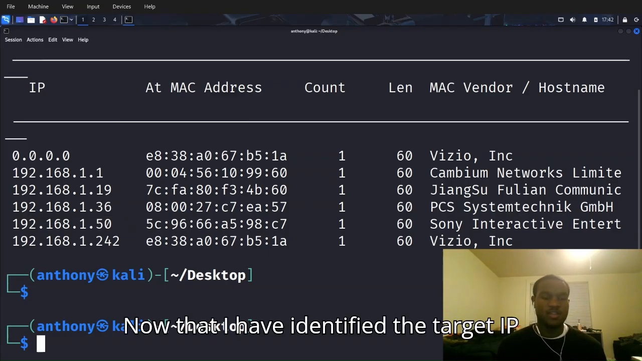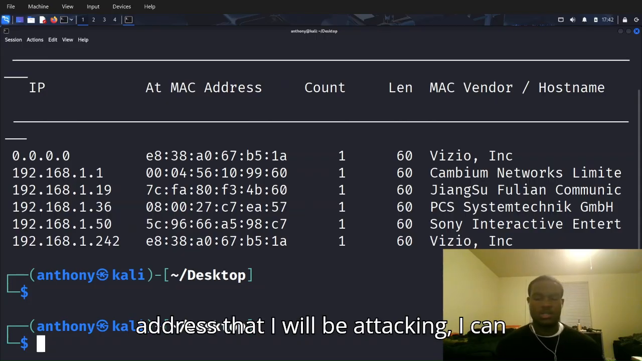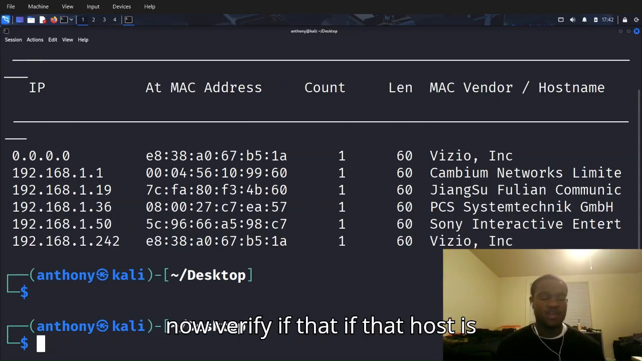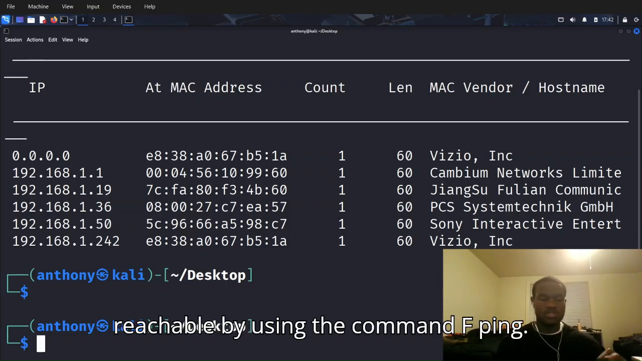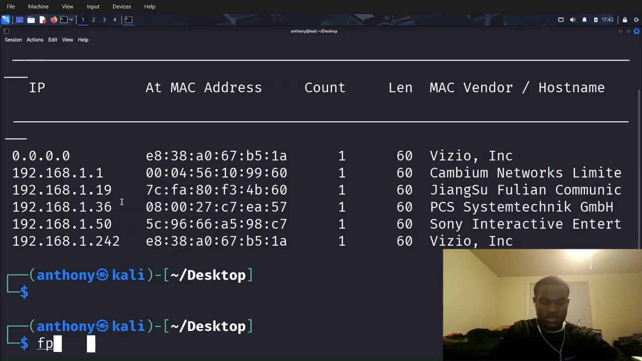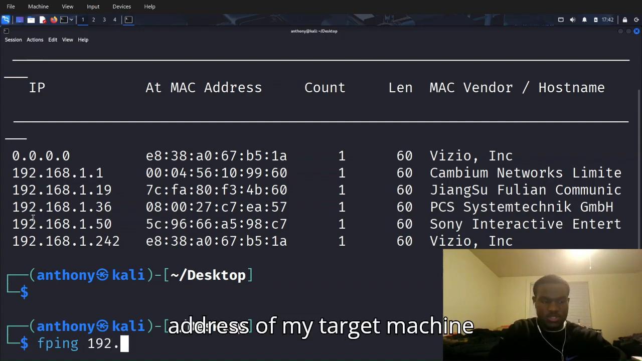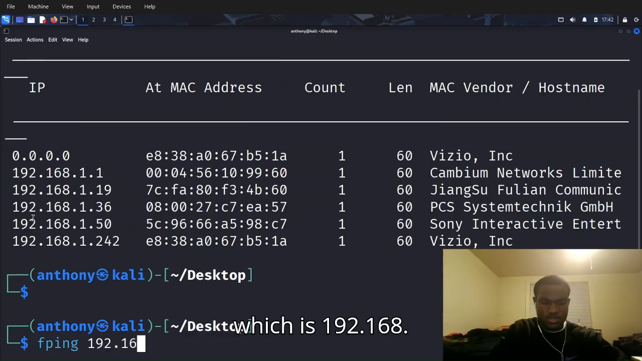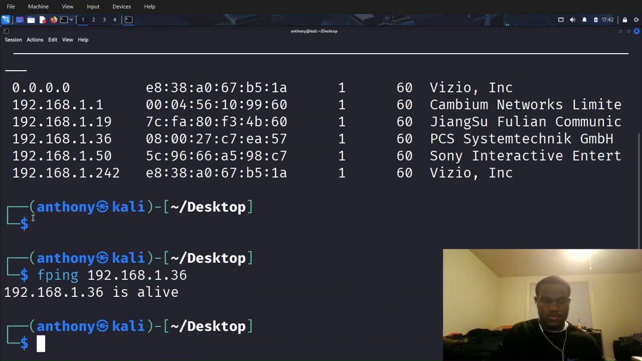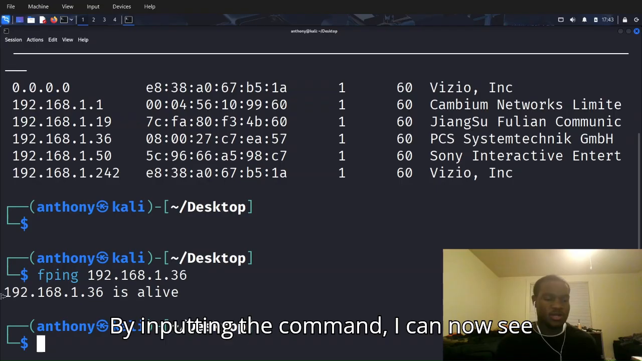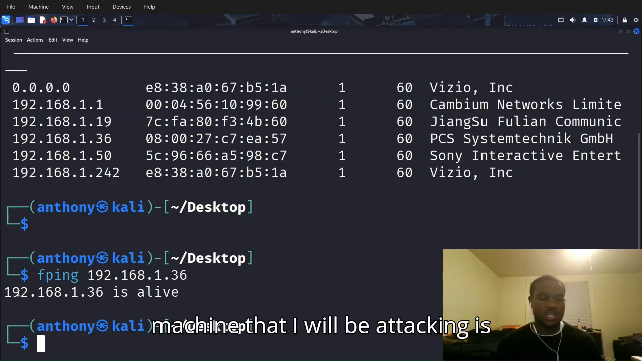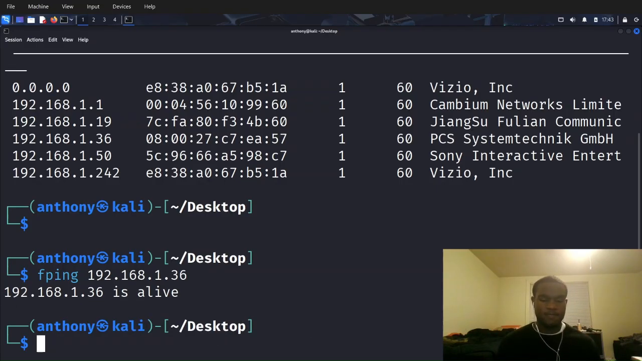Now that I have identified the target IP address that I will be attacking, I can verify if that host is reachable by using the command fping with the IP address of my target machine, which is 192.168.1.36. By inputting that command, I can now see that the IP address of the machine that I will be attacking is alive.